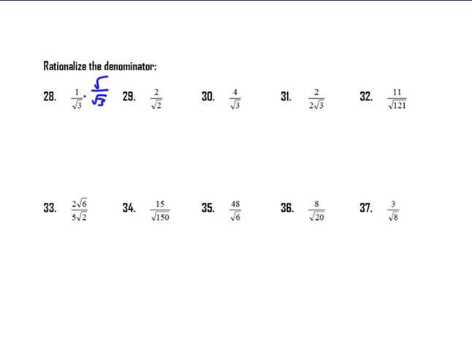So number 28, let's take a look at that one. Square root of 3 over the square root of 3. Multiply on top, I get 1 times the square root of 3, which is just the square root of 3. On the bottom, the square root of 3 times the square root of 3 is the square root of 9. So on top, I get the square root of 3. The square root of 9 is 3. And that's my final answer. The 3's do not reduce. The top one is under the square root. The bottom one is not. Do not reduce them.